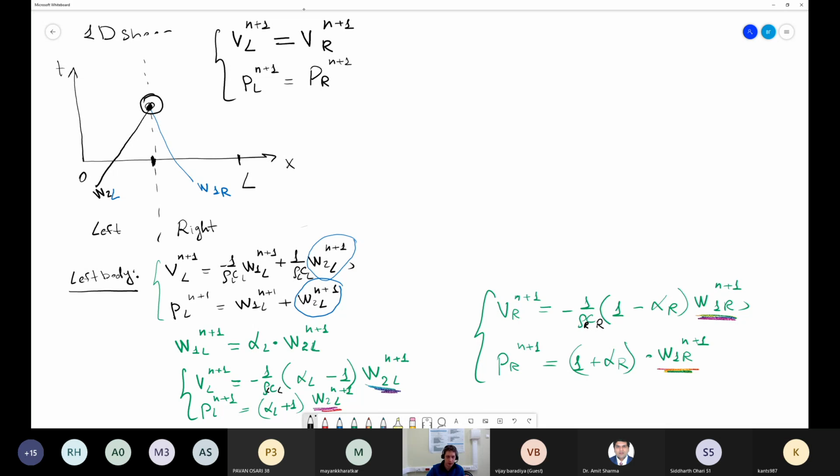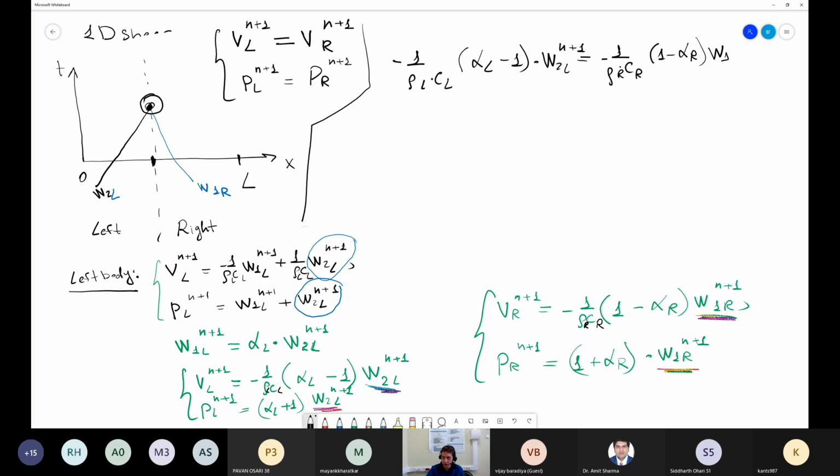VL is here. So -1 divided by rho left multiplied by C left multiplied by alpha L -1 multiplied by W2L n plus 1 is equal to the velocity at the right part, -1 divided by rho R CR, 1 minus alpha R, W1 R n plus 1. This is the first equation, and the second is from pressure.